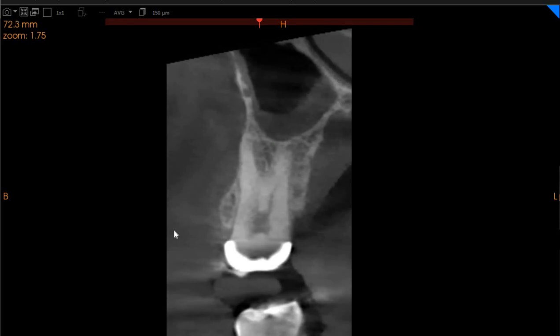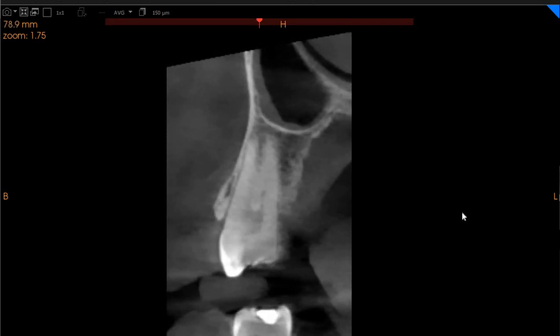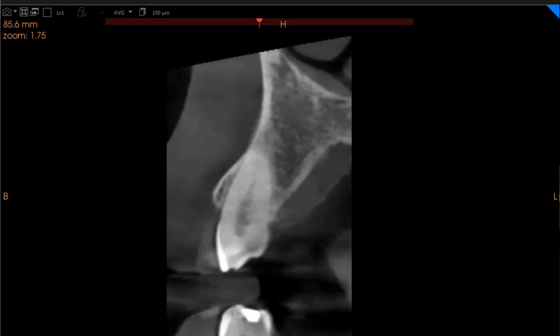This is the upper right second premolar, and you can see it has two roots and two distinctly different canals. This is the upper right first premolar, my apologies. This also has two canals and you can see the internal anatomy here quite normal. We don't see any sinus or any periapical radiolucencies.